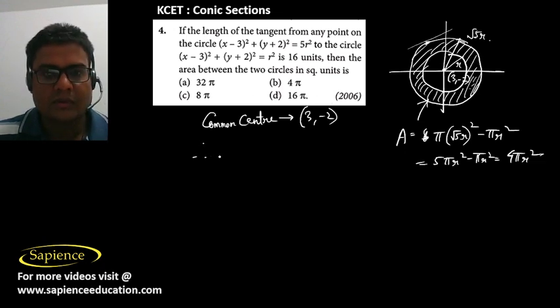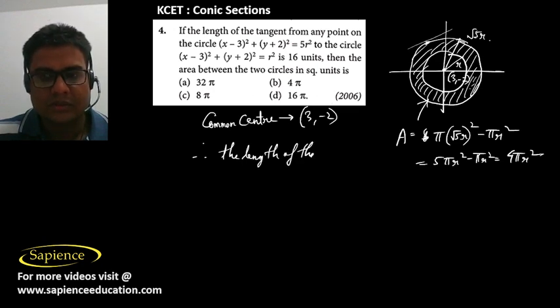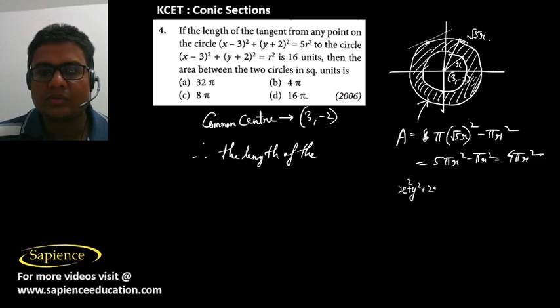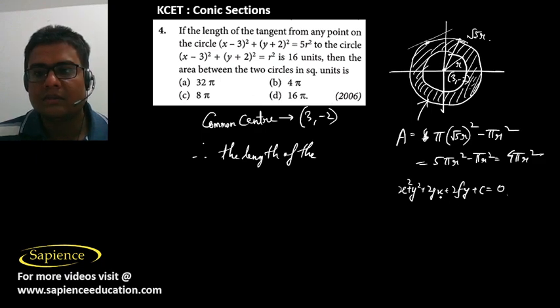So therefore we know that for the length of the tangent, if their centers are the same and their radii are not the same, then we can say that for both the circles only the constant term will be different. So it means that if the equation of a circle is x square plus y square plus 2gx plus 2fy plus c equal to 0, then for the other circle also this g and f will remain the same, since their center is common.